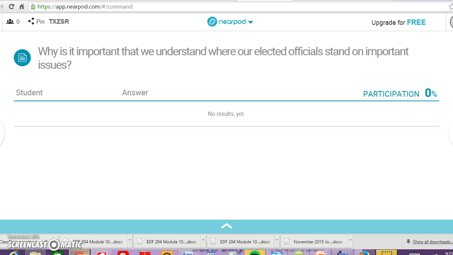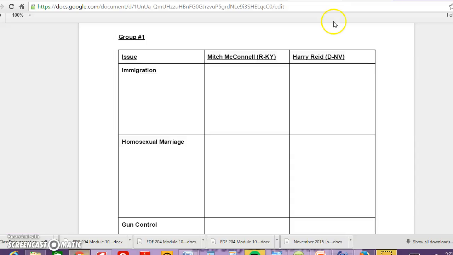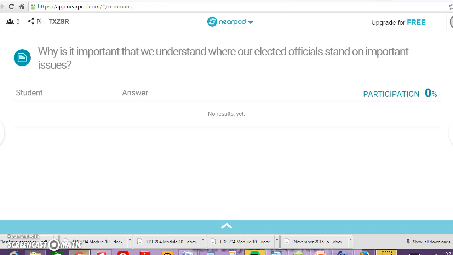After this PowerPoint concludes, we're going to complete an assignment where we look up the political positions of our leading representatives and senators in the United States Congress. You're going to look up where they stand on immigration, same-sex marriage, individual privacy, and gun control. Some of the big issues in our current political atmosphere. Let's move on.